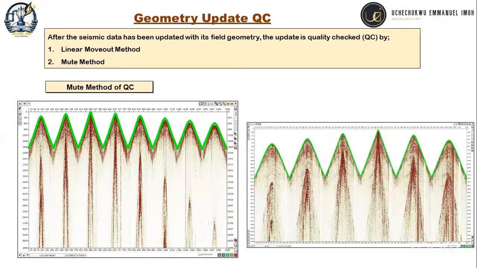Secondly, you look at your mute. You apply mute on your CMP gather, and then output the mute or display the mute on your shot gathers, and this is what it will look like. Your mute lines will look something like this, and if there is any deviation from this normal trend of your shot gathers, then there is a problem with the geometry update.